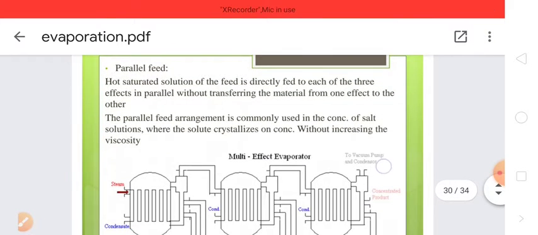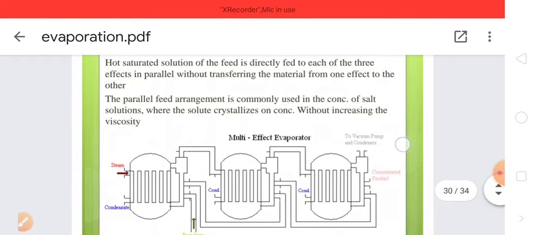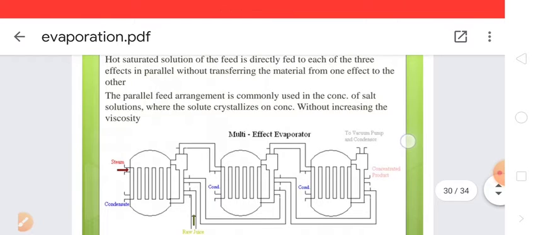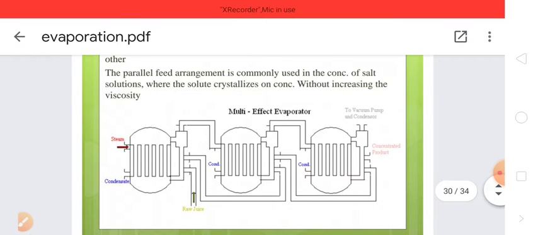Then parallel feed. Hot saturated solution of feed is directly fed to each of the three effects in parallel without transferring the material from one effect to the other. The parallel feed arrangement is commonly used in concentration of salt solution, where the solute crystallizes on concentration without increasing the viscosity.